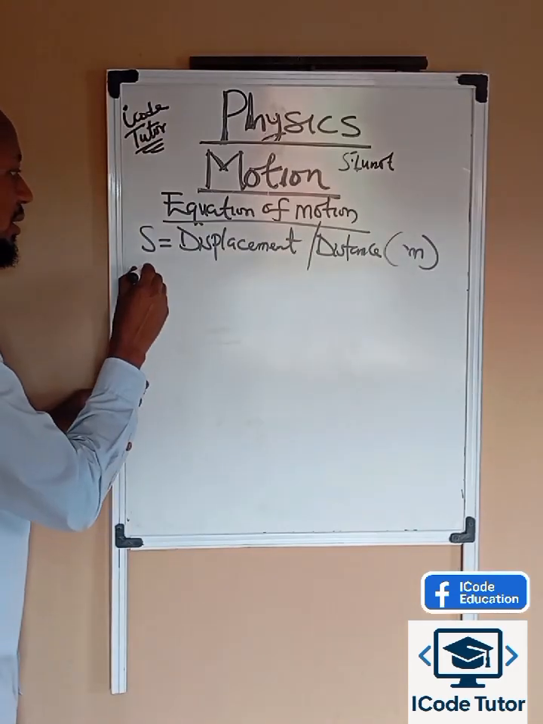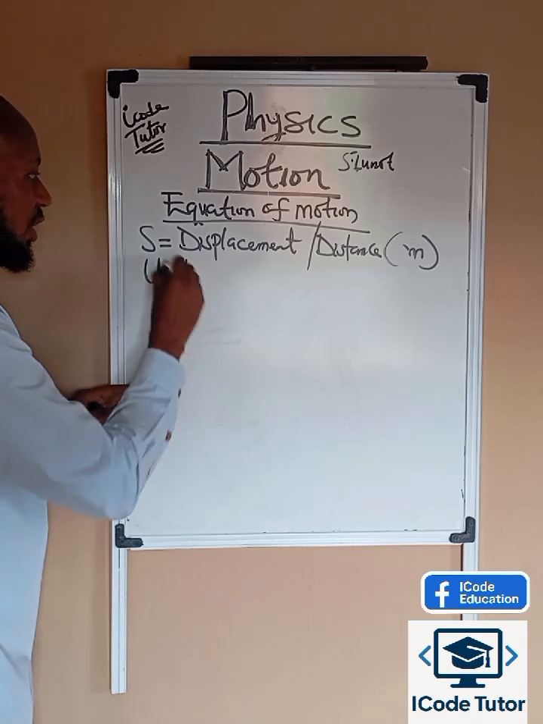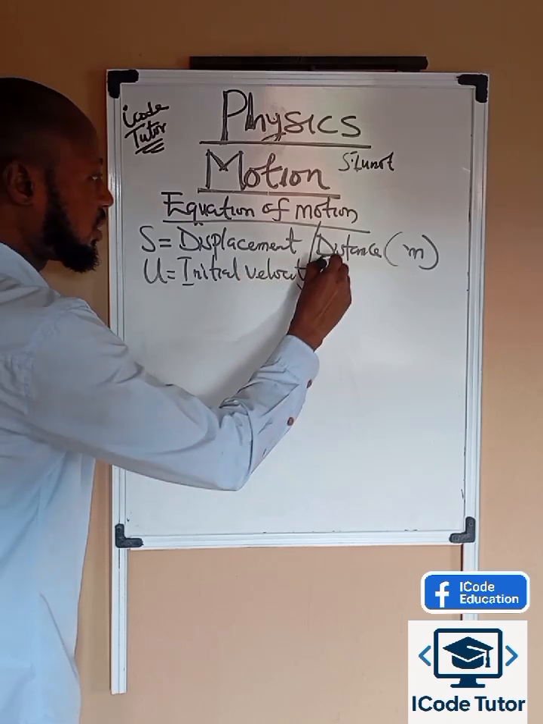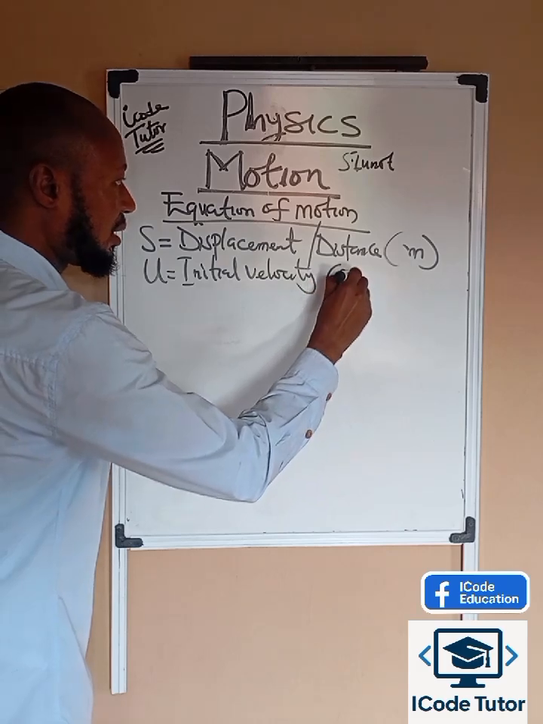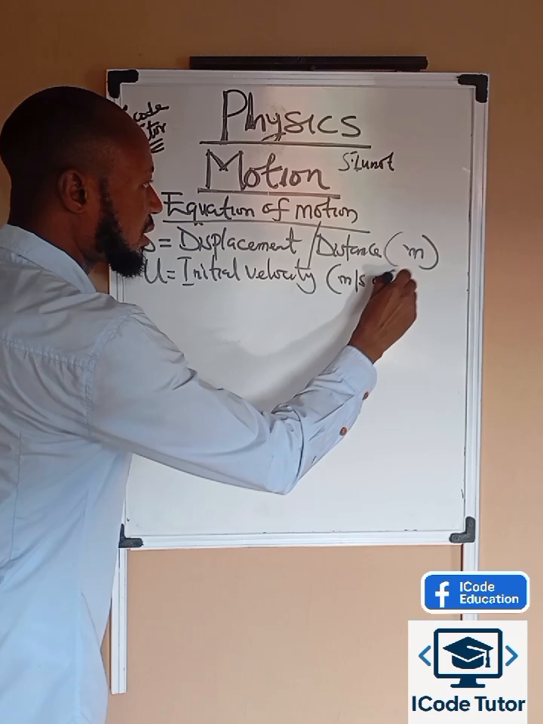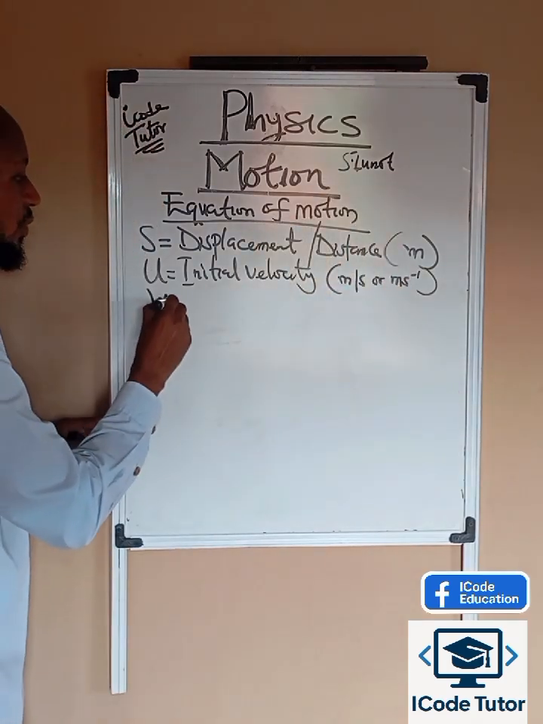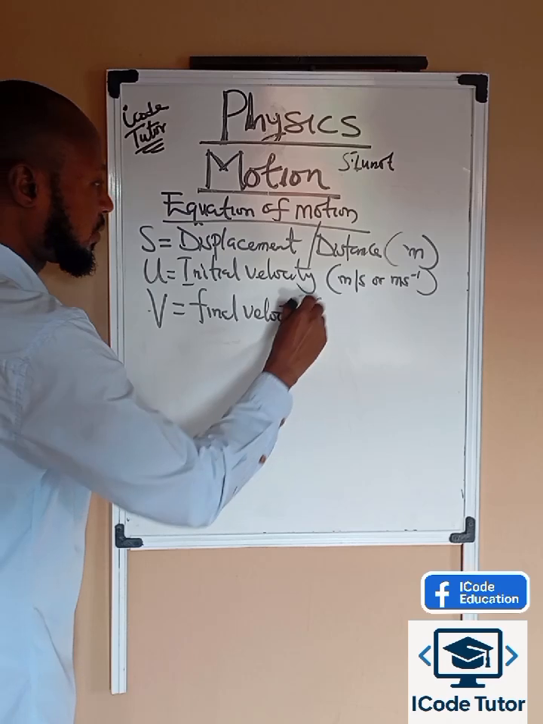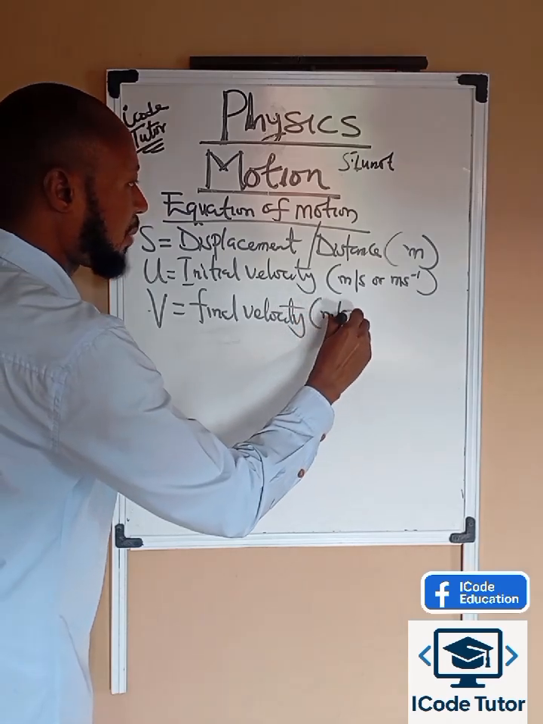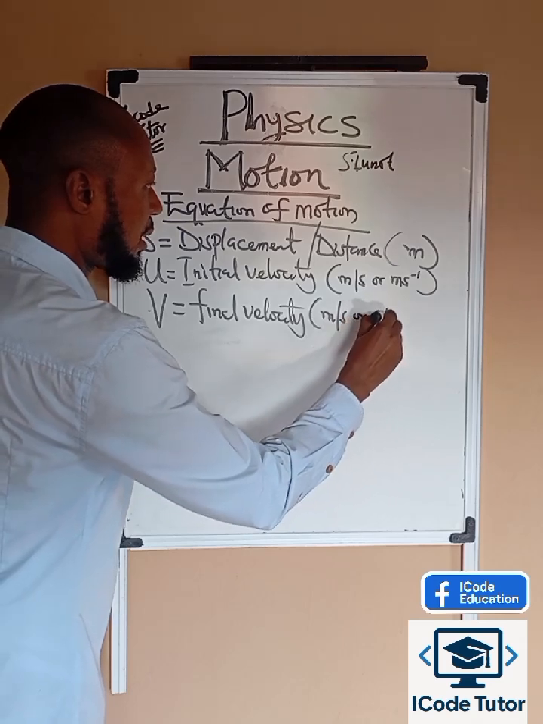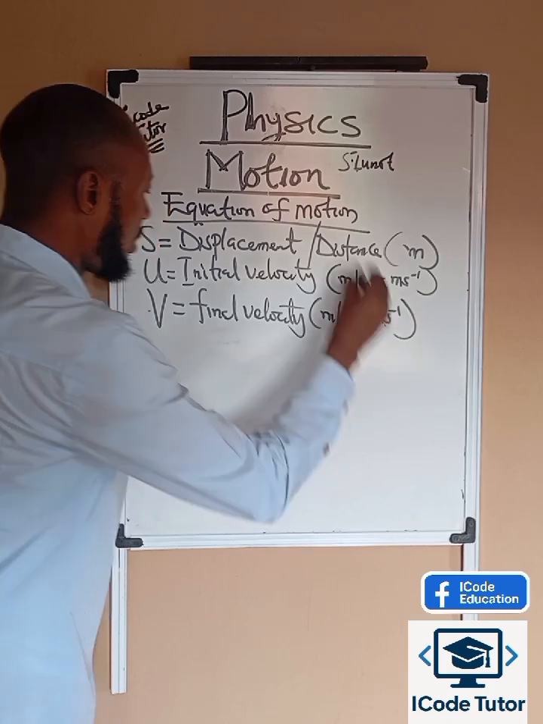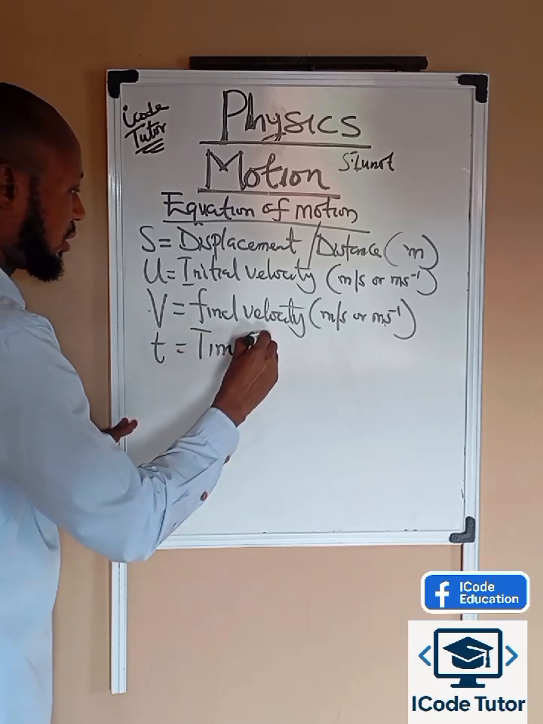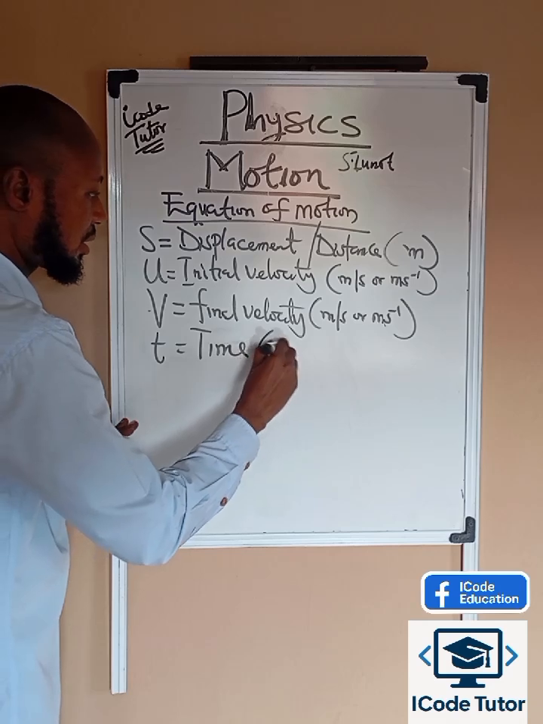Another one is U, which is initial velocity. The unit of this one is meter per second. Another one is V, which is final velocity. The unit of this one also is meter per second. Another one is T, which is time. The unit of this one is seconds.